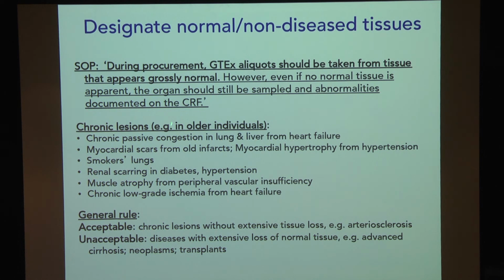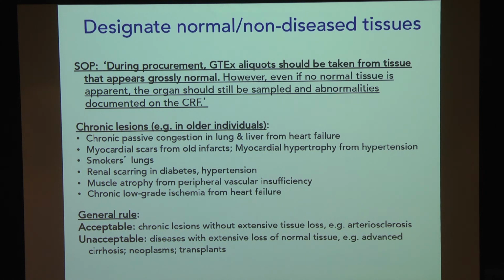This is from the SOP, which is basically that during procurement, GTEx aliquots should be taken from tissue that appears grossly normal, because we wanted a normal reference. However, even if no normal tissue is apparent, the organ should still be sampled and abnormalities documented on the CRF. So that sort of variation we discussed before in the lung, the sampling protocol in GTEx was to sample all of that, but to document it as well as possible. And we collected older individuals, and many of those, as you might imagine, had chronic lesions that include congestion in the lung, scars from MI, smoker's lungs, renal scarring, muscle atrophy, and so on.